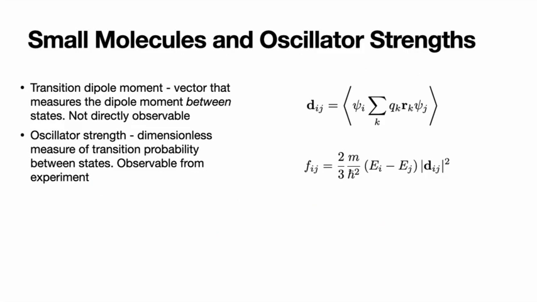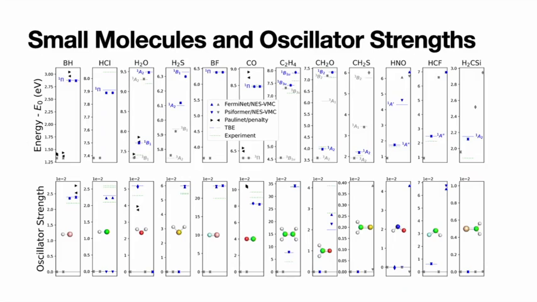You might also care about other observables like oscillator strengths, which can be computed from transition dipole moments. This gives you a measure of basically the probability of transitioning between different states. Looking at an array of small molecules, from boron hydride up to things like thioformaldehyde, we're able to get very high accuracy. Our method is in blue, and the lines here are comparison against coupled cluster baselines that have been extrapolated out to the complete basis set limit.